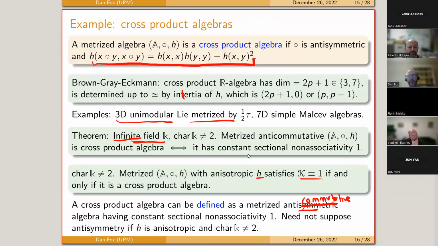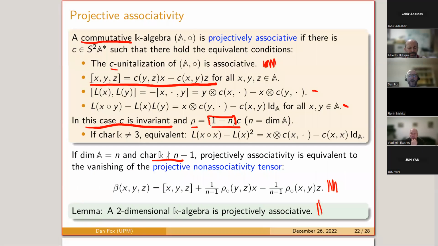Here I'm commenting that, for representation theoretic reasons, something like this vanishes automatically in two dimensions. So a two-dimensional commutative algebra is always projectively associative. This should say commutative. It is always projectively associative, and that's actually less obvious to prove than it looks.